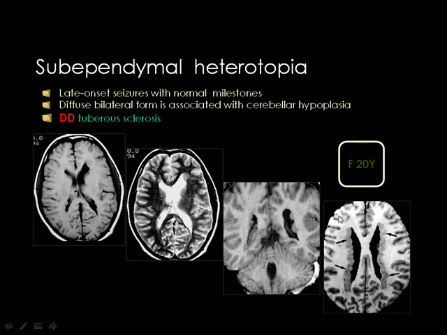Then if you look at this case, you can see multiple small nodules related to the wall of the ventricle showing exactly the similar signal to the cortex. And this is what we call the subependymal heterotopia. If you inject contrast material, these lesions will not enhance because they represent normal cortex in an abnormal location.